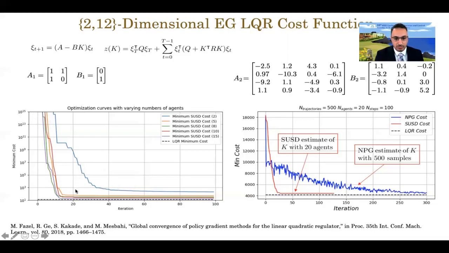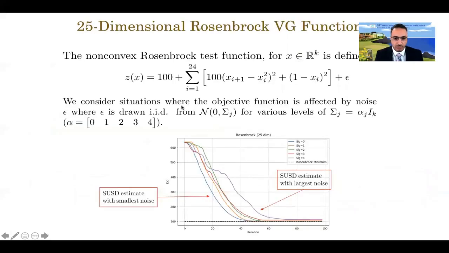Here we try it for different numbers of eigenvalues. On the right here, we show the cost function for this system. The dimension of the cost function is 12, so it's in R12. We compare our algorithm to the natural policy gradient, which has recently gotten more attention. As you can see here, SUSD is able to converge much faster than the natural policy gradient, which oscillates and takes more time. To demonstrate the efficiency of the algorithm for a vanishing gradient problem, we simulated the Rosenbrock function, and we also added some noise. As you can see here, for various levels of noise, SUSD is still able to converge within a reasonable number of iterations.